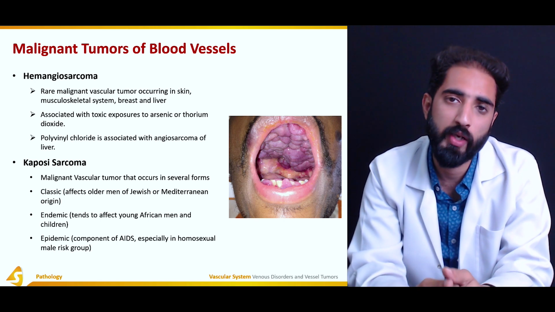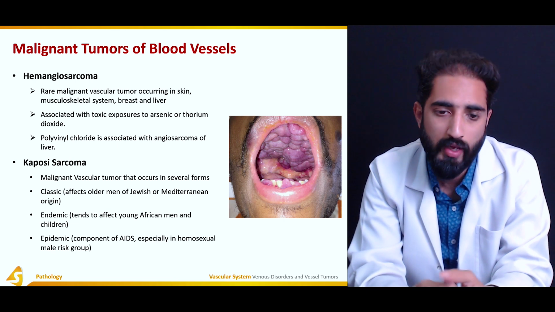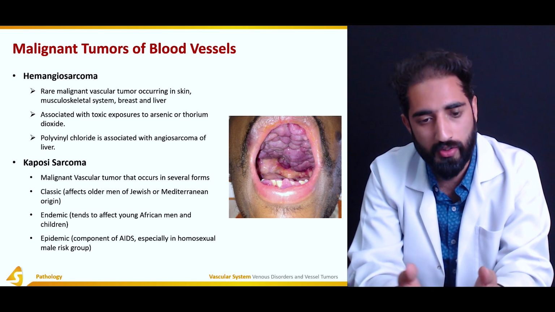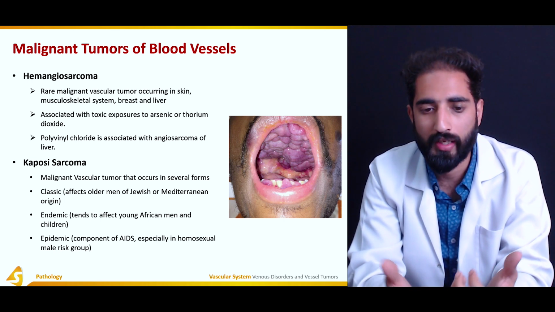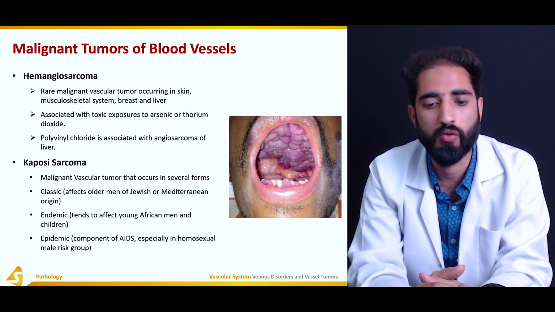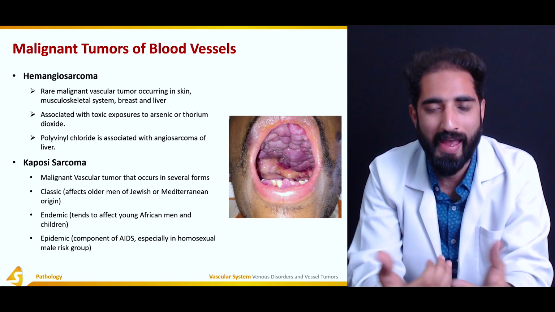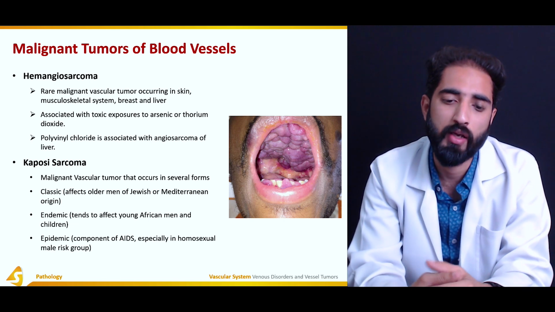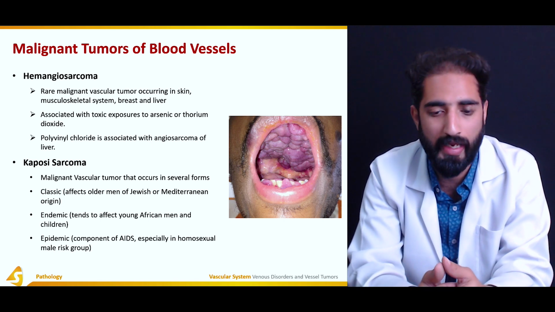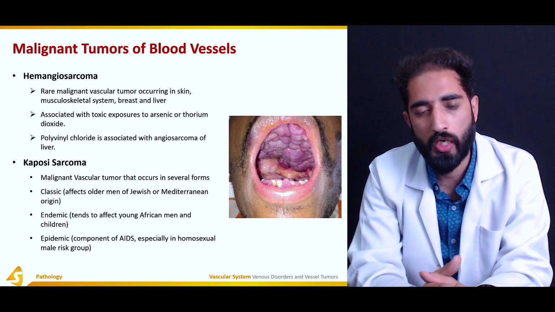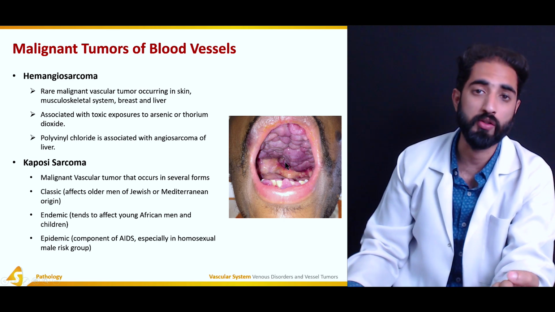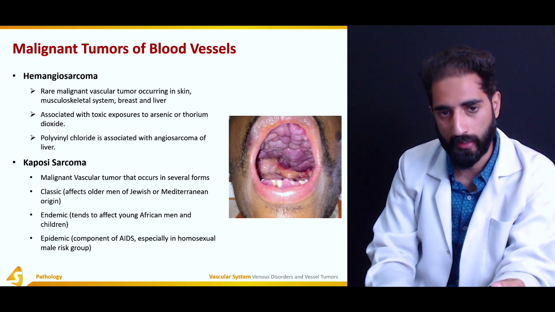We have another type of malignant tumor, which is known as Kaposi sarcoma. It is also a malignant vascular tumor that occurs in several forms, such as classic, endemic, and epidemic. The classic form affects older men of Jewish or Mediterranean origin. Endemic tends to affect younger African men and children, and epidemic is a component of acquired immunodeficiency syndrome, also known as AIDS, especially in homosexual male risk groups. So this is a characteristic appearance of Kaposi sarcoma in this patient, as you can see.